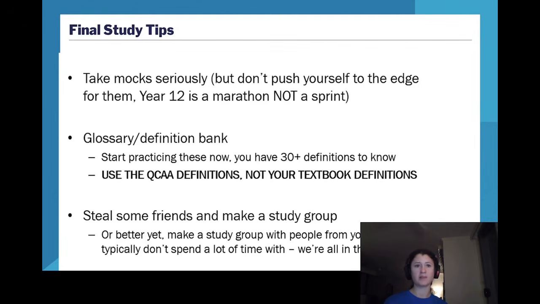Again, take mocks seriously. Don't go crazy with it. It's a marathon, not a sprint, but do take them seriously. They're a good indicator of how you're going, and a really good test in an authentic setting to tell you how much work you need to do.